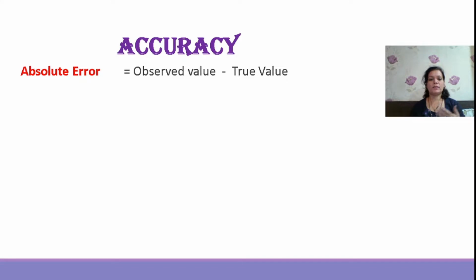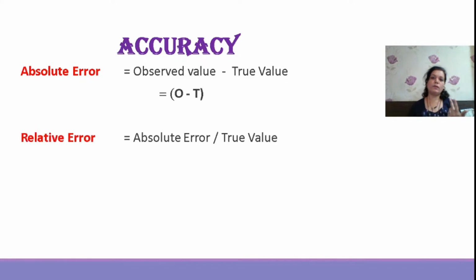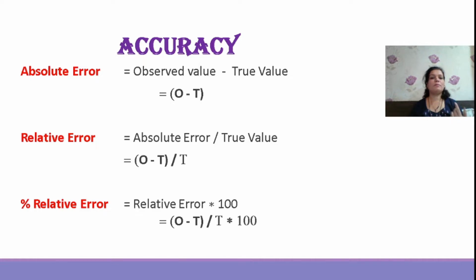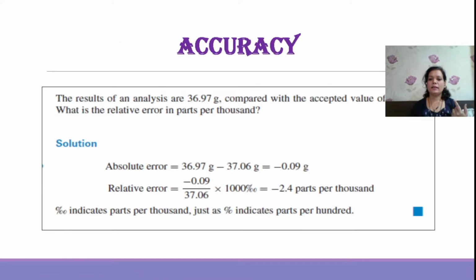This we can express in terms of absolute error, the difference between the observed value and the true value. If we relate it with the true value, we find the relative error, and the same can be expressed in terms of percentage by multiplying by 100. In these results, we have to take care of the sign. If it is positive or negative, you have to interpret your results with the same sign. Here is an example.